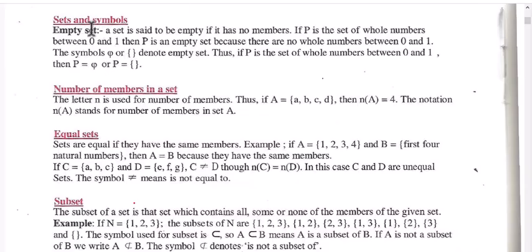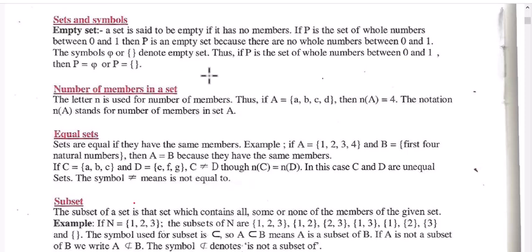All right, now we look at sets and symbols. Under sets there are some key symbols which we look at. The first one is the empty set. A set is said to be empty if it has no members. If P is the set of whole numbers between 0 and 1, then P is an empty set because there are no whole numbers between 0 and 1.